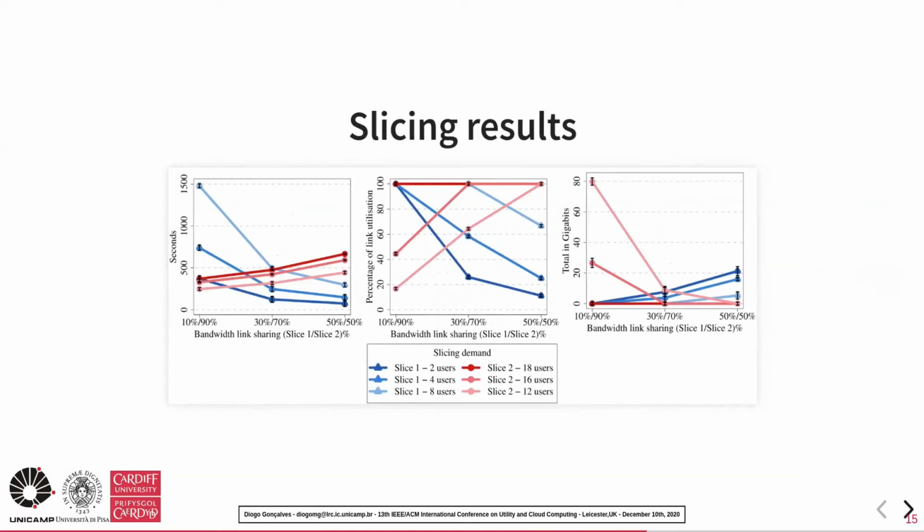And that result is even worse if you increase the number of users that are allocated in that slice. In that scenario, where we provide half of the bandwidth for each slice, slice 1, as it serves fewer users than slice 2, is performing faster service migration than slice 2.